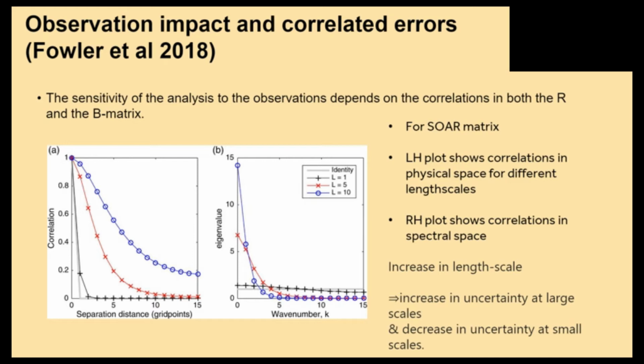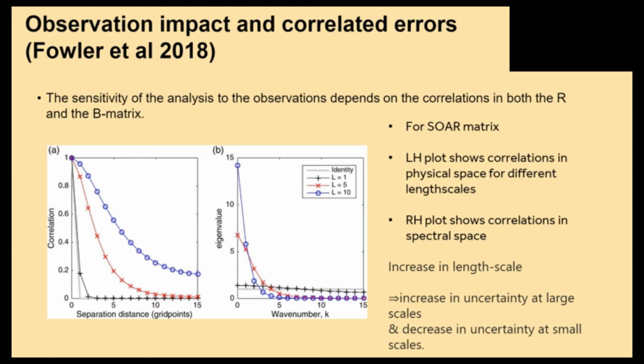We are looking here at SOAR matrices. That's a particular correlation function. On the bottom left, we've got those functions plotted in physical space. You've got the separation distance along the x-axis and the correlations on the y-axis, and the different colors represent different length scales for the correlation functions. The longest ones are the blue circles, L equals 10, then the red crosses at L equals 5, the black pluses at L equals 1, and the gray line is the identity, so just a diagonal matrix.